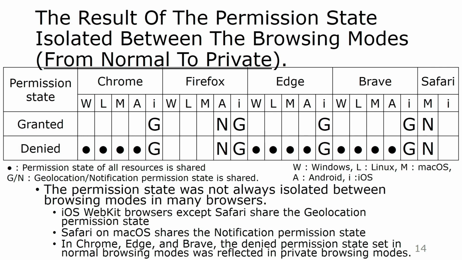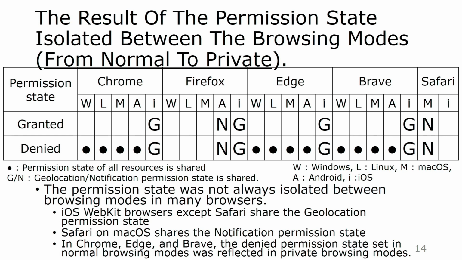This table summarizes the result. To our surprise, the permission state was not always isolated between browsing modes in many browsers. In general, the granted permission state set in normal browsing mode was rarely shared to private browsing mode. But the iOS WebKit web browsers, except iOS Safari, share the geolocation permission between browsing modes.